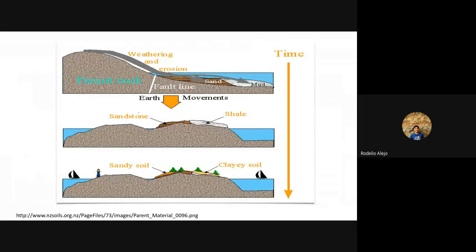So this is the illustration of how a parent rock becomes the formation of soil. Okay. So that parent rock undergoes weathering and erosion. So bababa na yung rocks hanggang sa maging flat na siya. Then the formation of sand and then the mud. Then the mud will become shale. Then that shale contributes to the clayey soil, while the sandstone will contribute to the sandy soil. Okay, that is an example of parent material na nagiging soil natin, yung sandstone and shale natin.